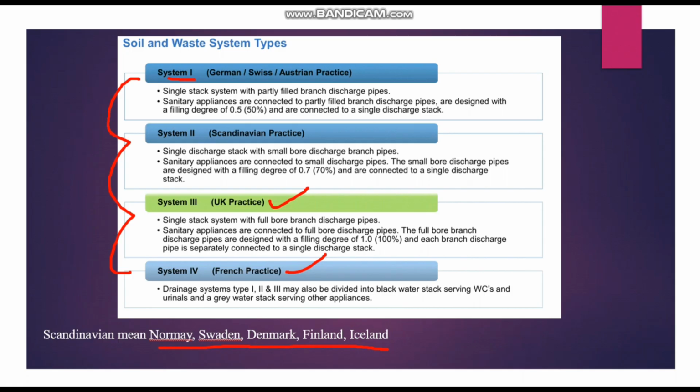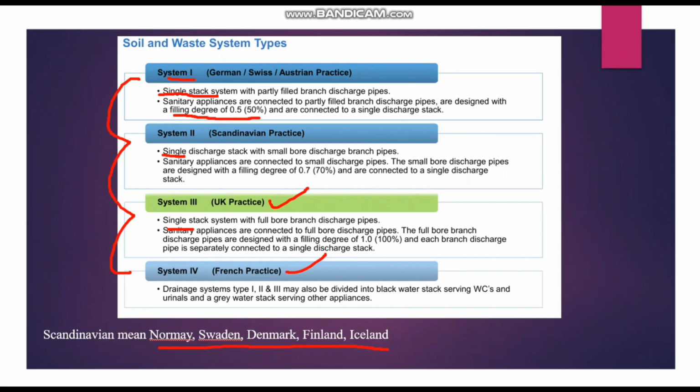What makes the systems different? System 1 is a single stack system. Not only system 1, system 2 is single stack, and system 3 is also a single stack system. Then what makes the difference is the filling: how much filling the pipe carries, that is the important thing, the filling degree. When it comes to system 1, the filling degree is only 50%.